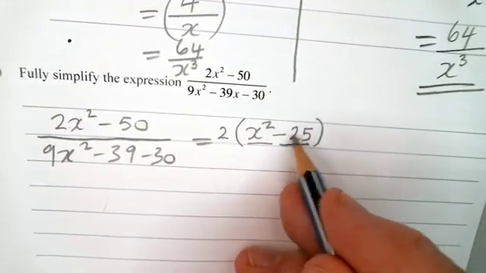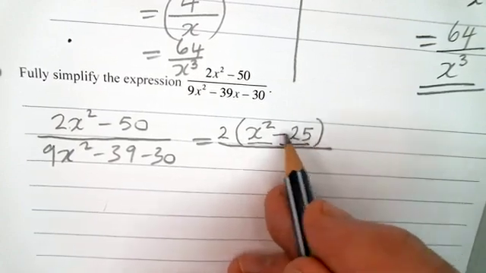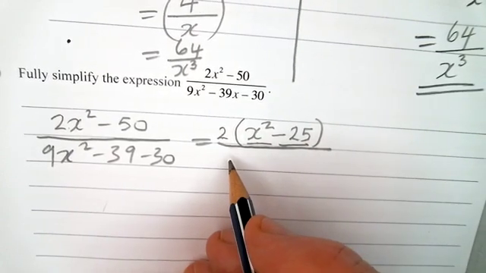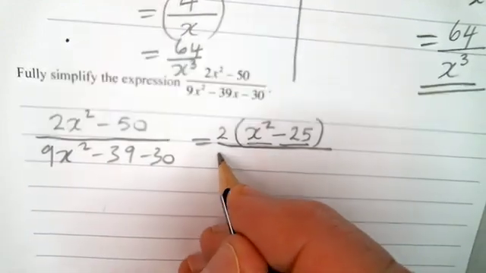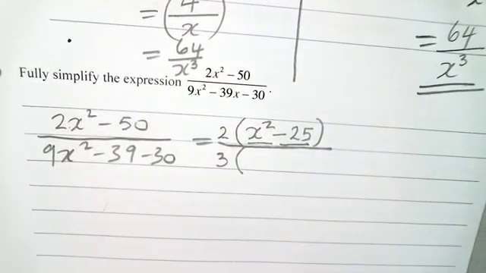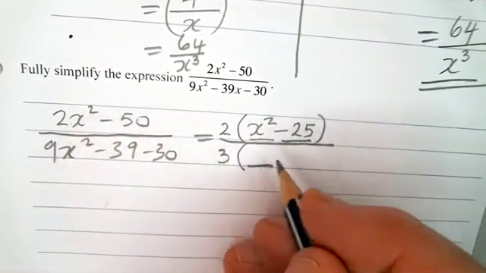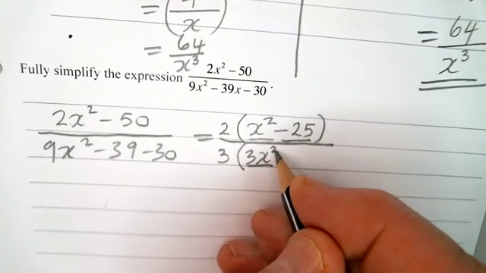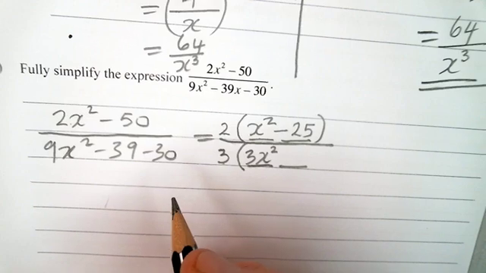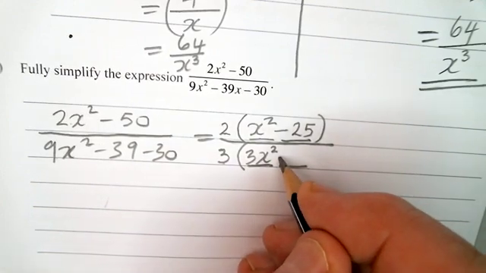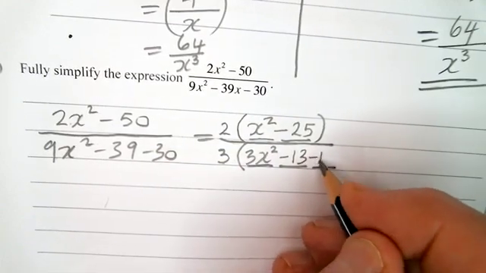So now when I come to tease this out, it's going to be x plus 5, x minus 5, difference of two squares. But underneath here, we've got something slightly different. I'm noticing I can divide everything here by 3. So I put a 3 here. What times 3 makes 9x squared? That's going to be 3x squared, because 3 3s are 9. And what times 3 makes negative 39x? Well, that would be negative 13x. And what times 3 makes negative 30 would be negative 10.